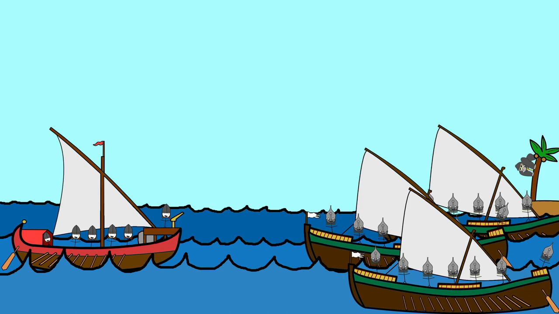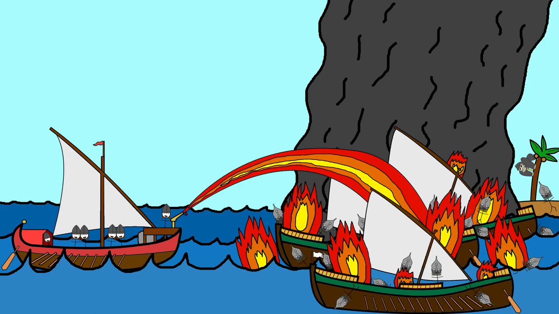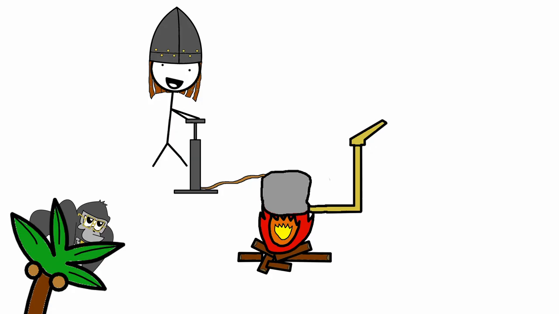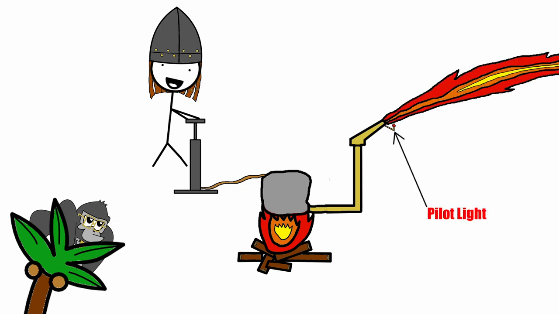Well, if you've got some of that good old Greek fire handy, you're about to turn the sea into a barbecue. The Byzantine flamethrower, or Greek fire as it's sometimes called, was the early medieval equivalent of a flamethrower. A pressurized siphon would spew out sticky, flammable liquid that was then set ablaze by a pilot light.